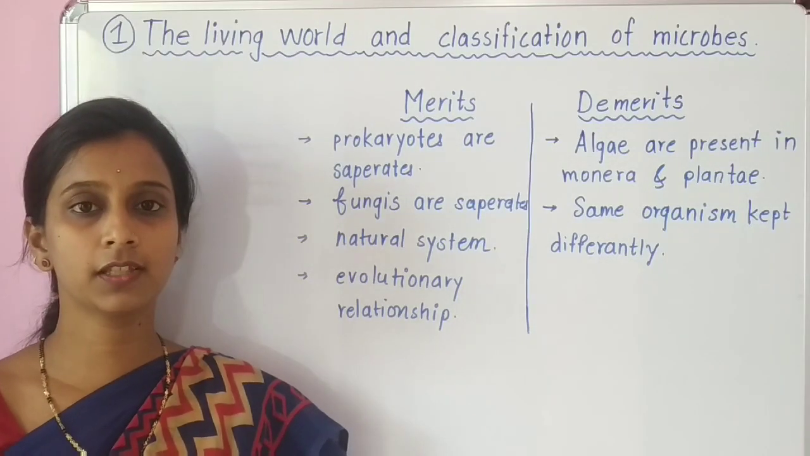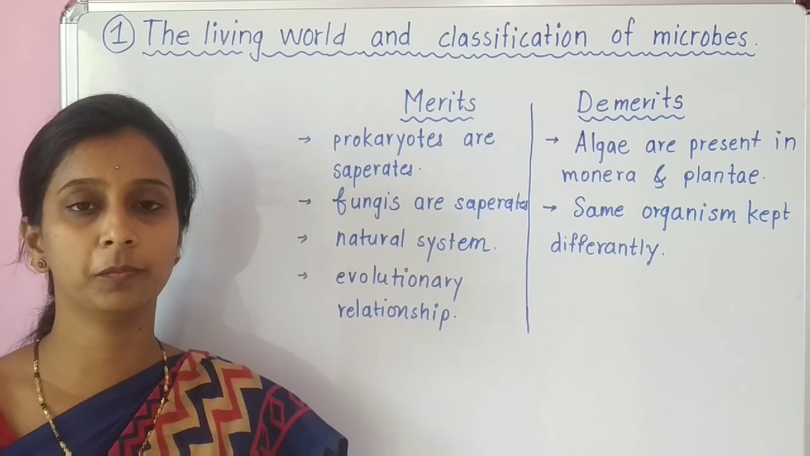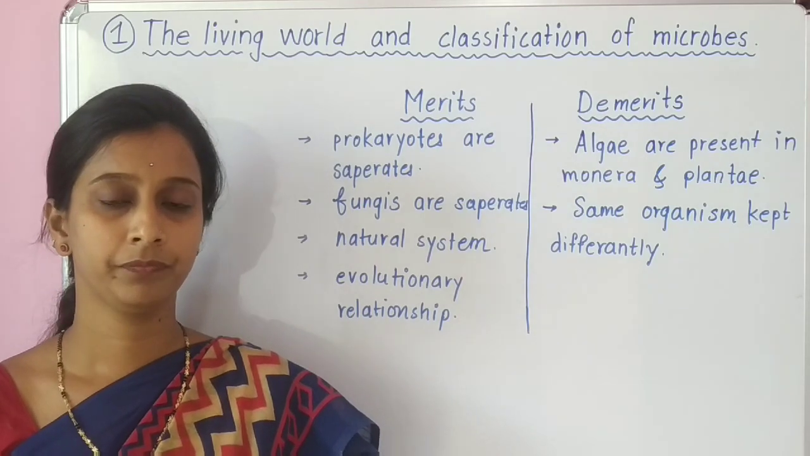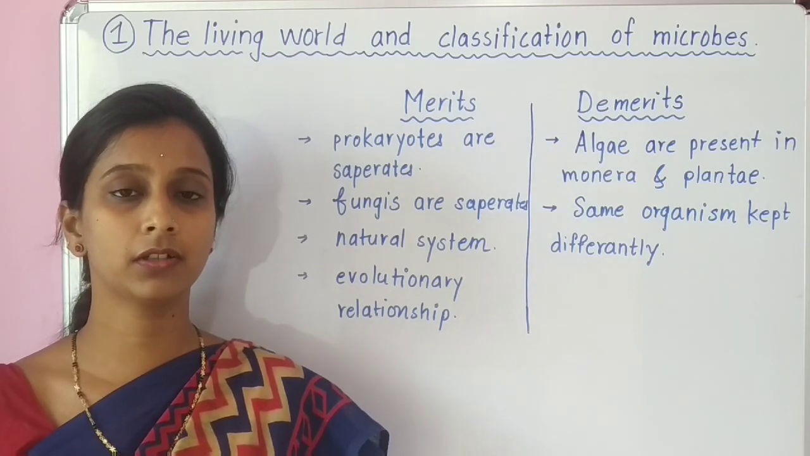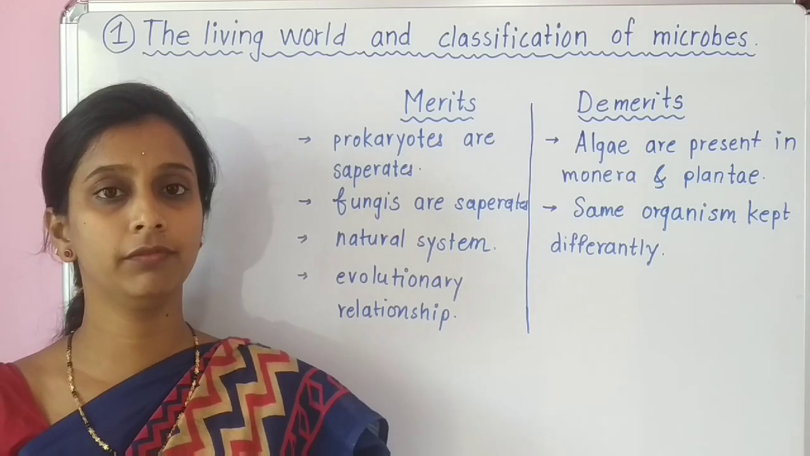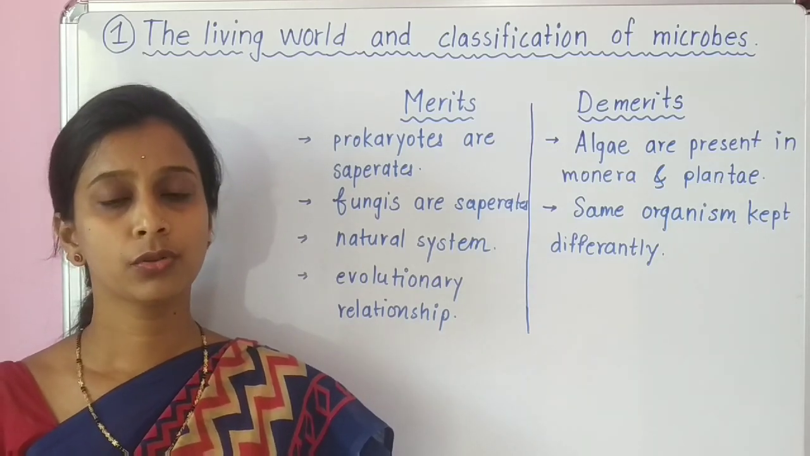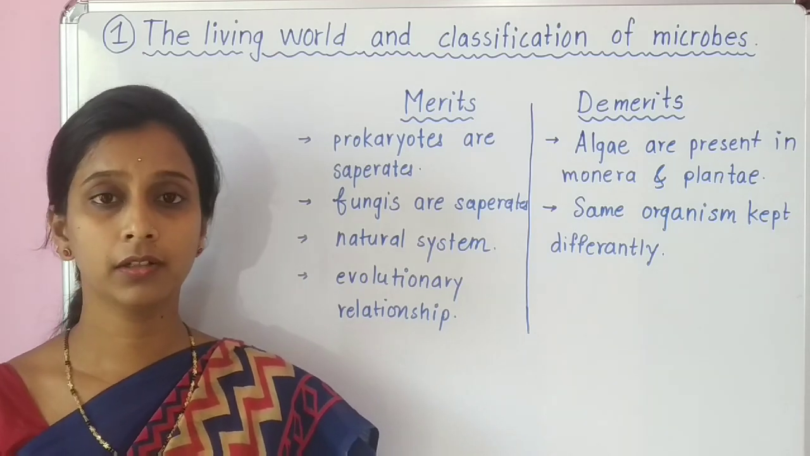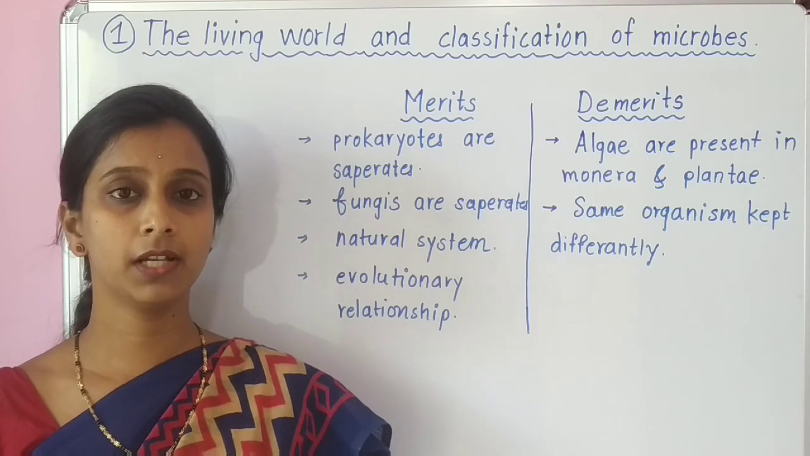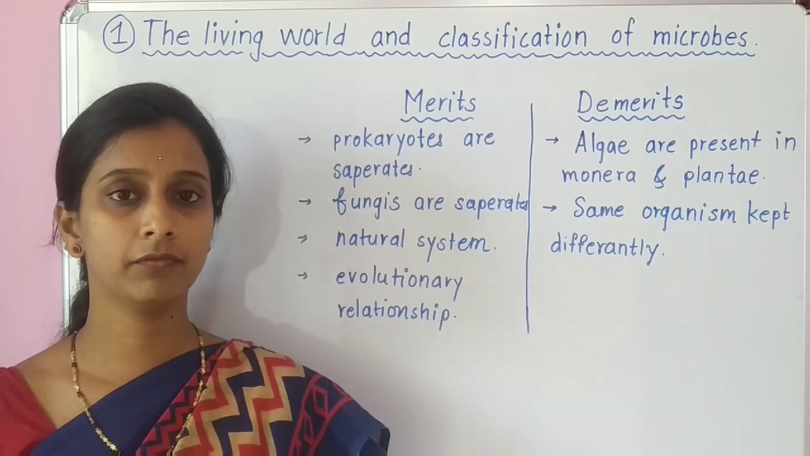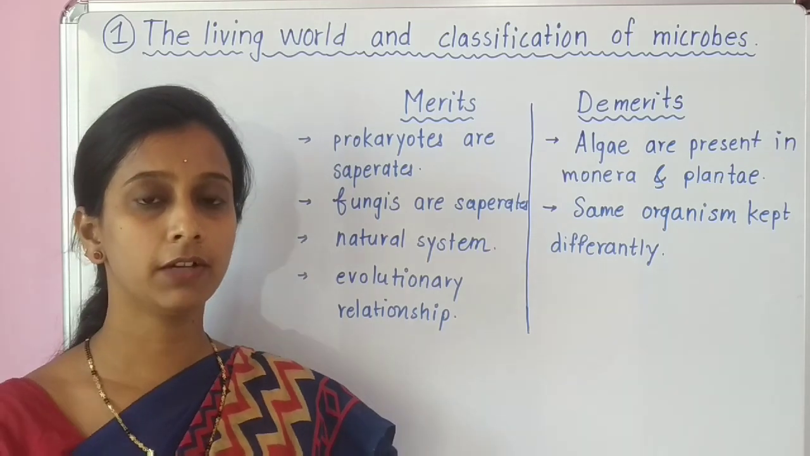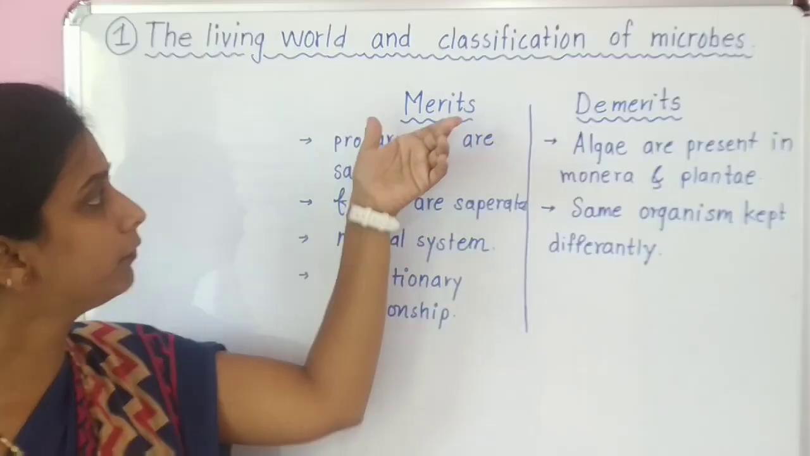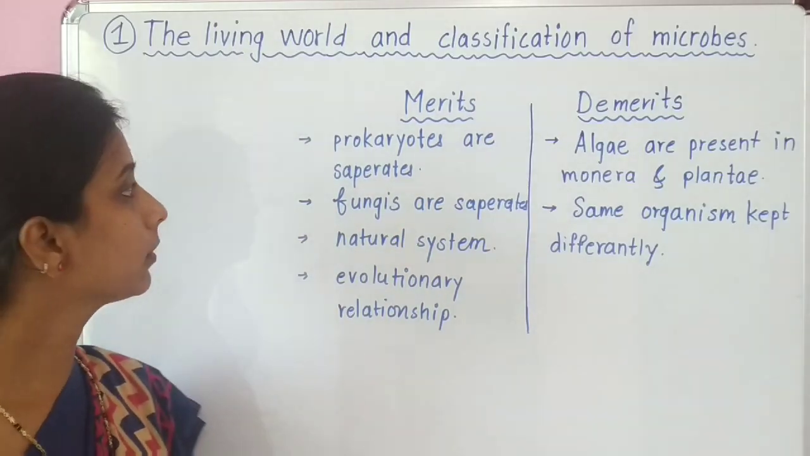Now students, our next point is the merits and demerits of the five kingdom system, which was invented by Robert Whittaker. We know that many scientists have worked on the classification of living organisms, and today also many scientists are working on the classification of organisms. But this system, invented by Robert Whittaker, is the only one accepted worldwide. This system has some merits and demerits. Let us study them one by one. First we will see the merits of this system.